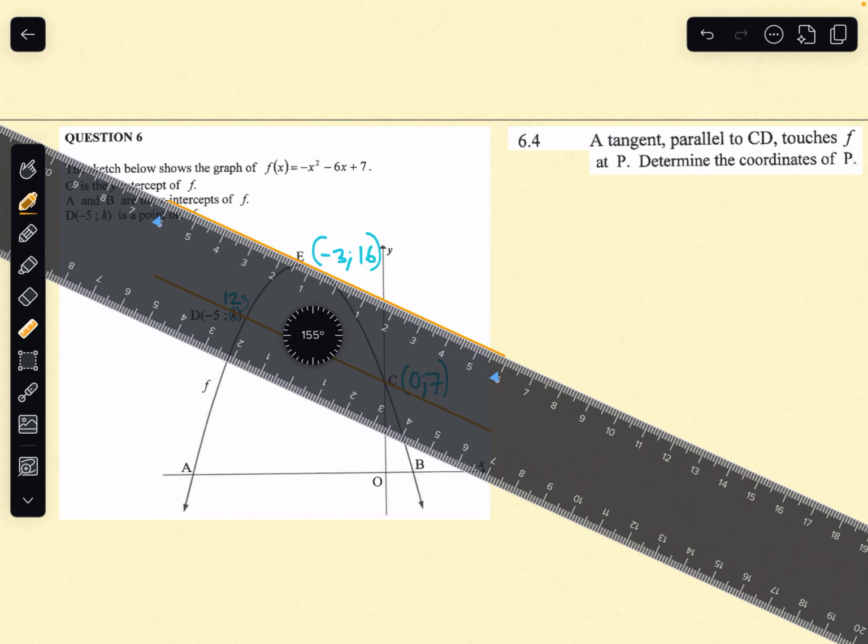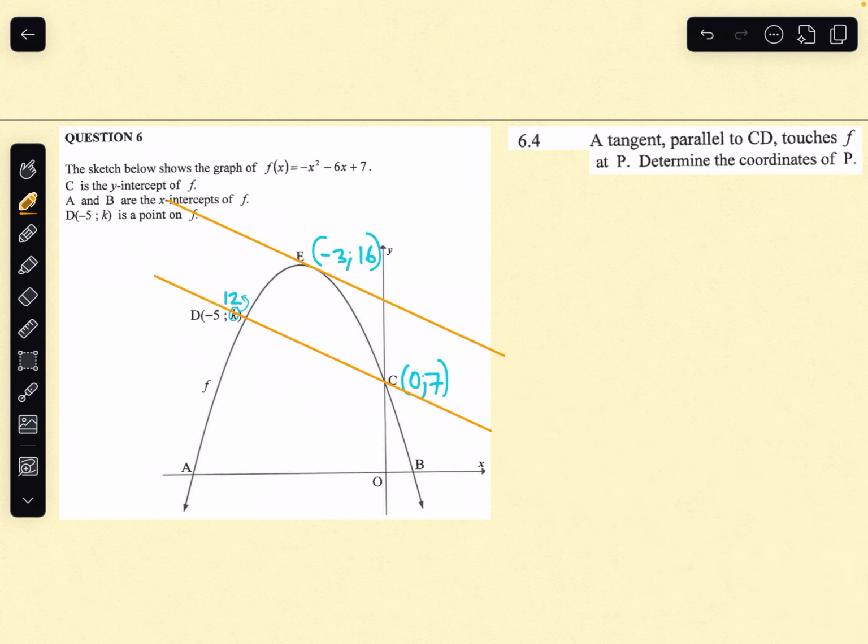Somewhere there. These are parallel lines. So this is the tangent that we're talking about. And so P is this point over here. Anyway, determine the coordinates of P. So we know that the gradient of this line is also the same as the gradient of this line, which we found previously to be minus 1.